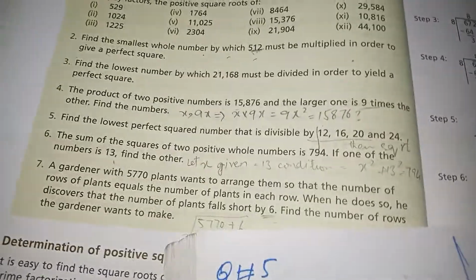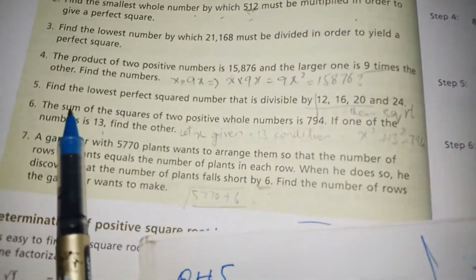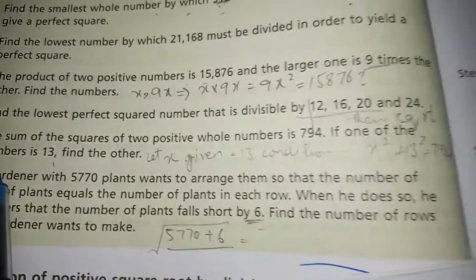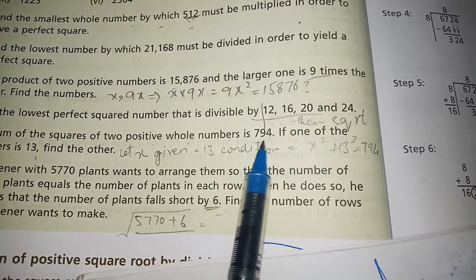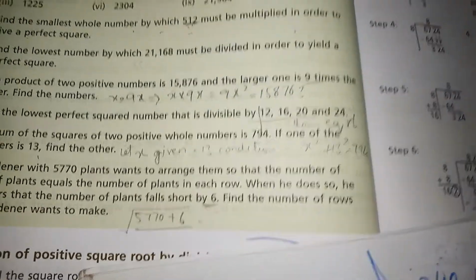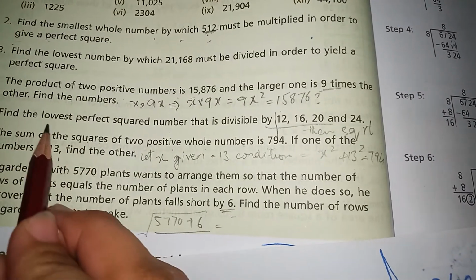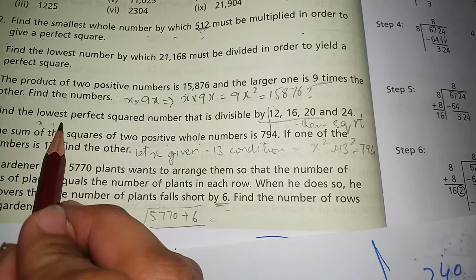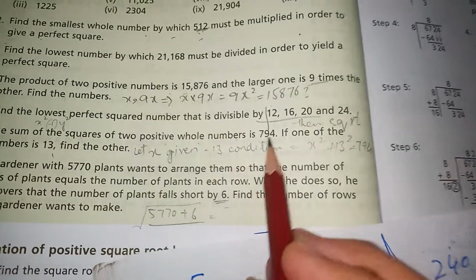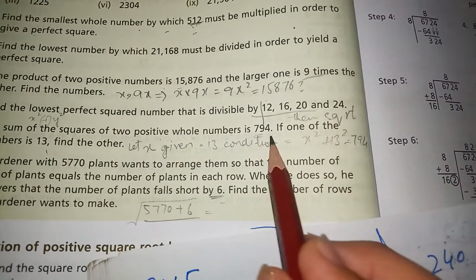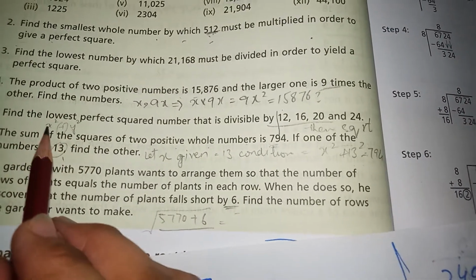Now come to question number 6. It is a very important and interesting question. The sum of the squares of two positive whole numbers is this. Sum of squares. If there are two squares, for example x and y, and their sum is this number, and one is given as 13, we have to find the other number.